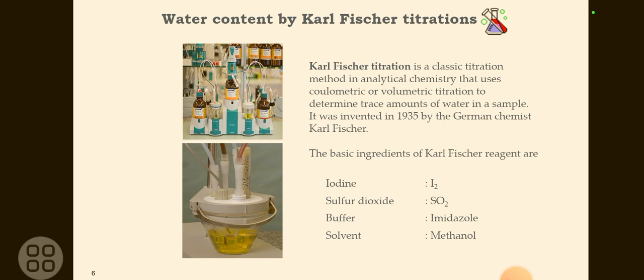If you see the history of this KF titration, it is a classical titration technique, and it was invented by a German scientist, Karl Fischer, in 1935. The main ingredients of the Karl Fischer reagent are iodine, sulfur dioxide, and imidazole buffer, and the solvent is methanol. To perform the KF titration, you need this reagent, which consists of all these four ingredients: iodine, sulfur dioxide, imidazole, and the main base solvent, methanol.